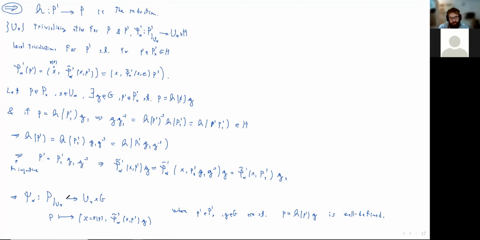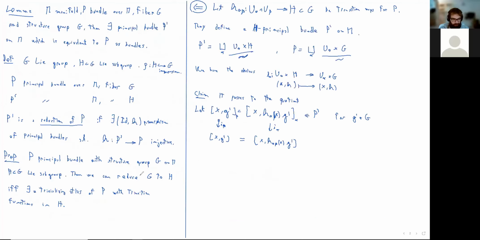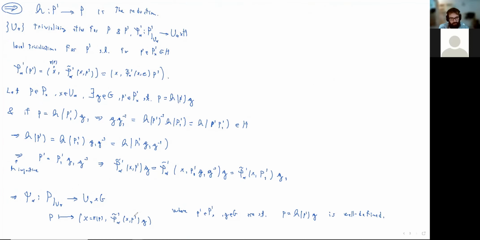And the claim here is that if you now compute the transition maps for this bundle P defined with these transition maps, then we actually get that these transition functions have values in H. And if you just try to imagine it, the reason is that this G component ends up getting discarded and you're left only with this H component. But let's see it.